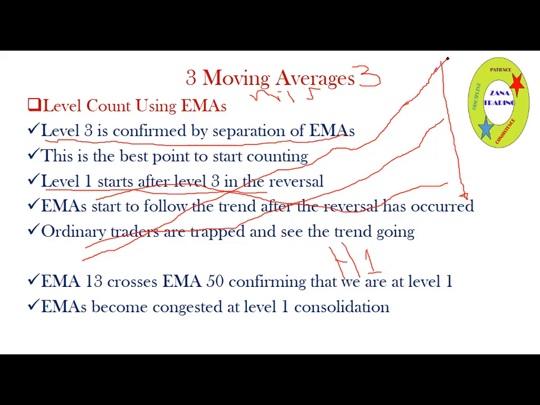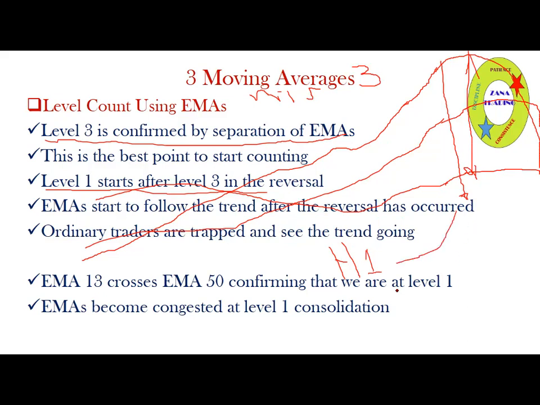So you realize that at a later stage, the moving averages will start to come back to each other again after the separation. And you'll be in level 1. So this maximum separation that occurs is a very good confirmation of level 3. And then they start to follow the trend after the reversal has occurred. Ordinary traders are trapped and see the trend going.